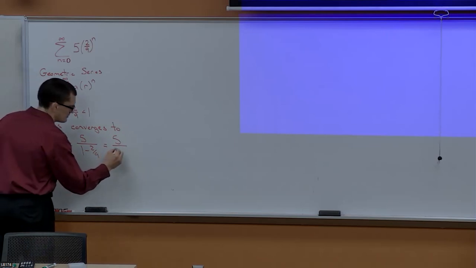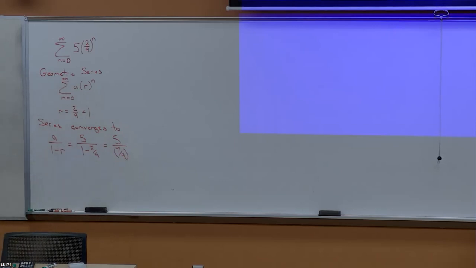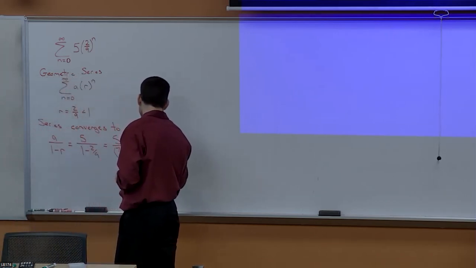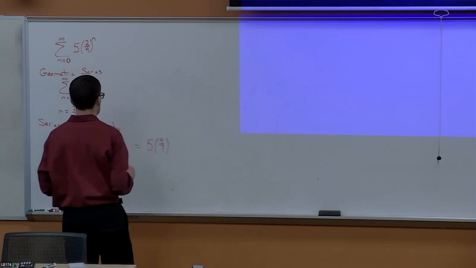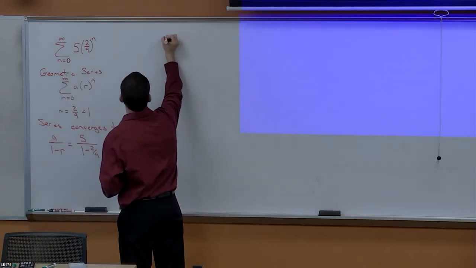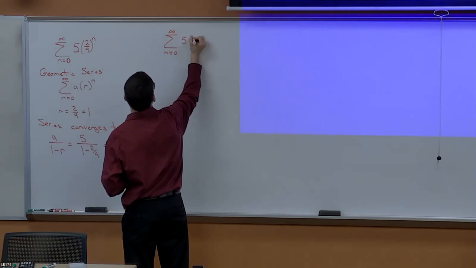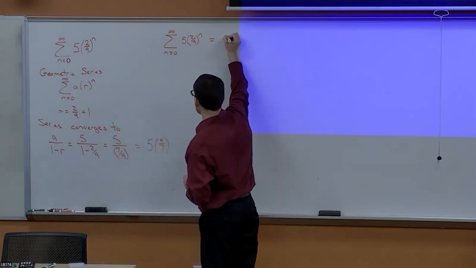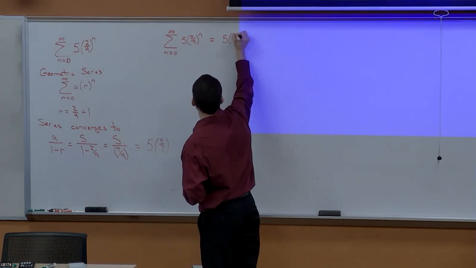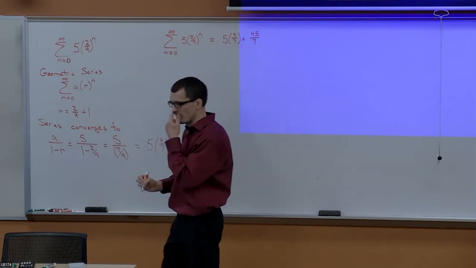Now, when you take 1 minus 2 ninths, you get 7 ninths in the denominator. So it converges to 5 times 9 over 7. So this infinite series is 5 times 9 over 7, or if you wanted to, you could write 45 over 7.